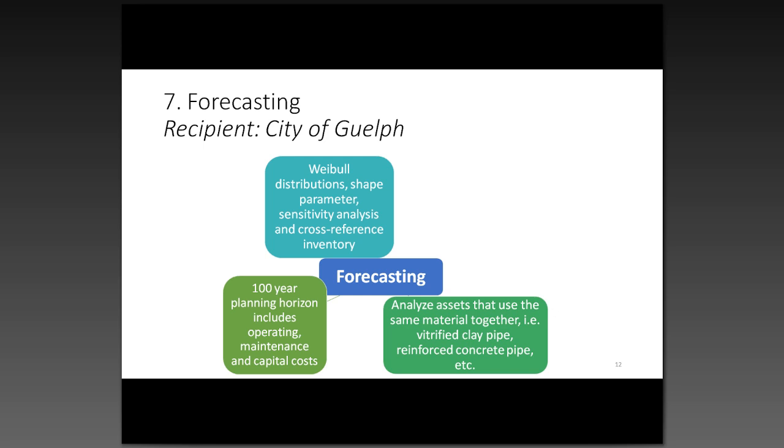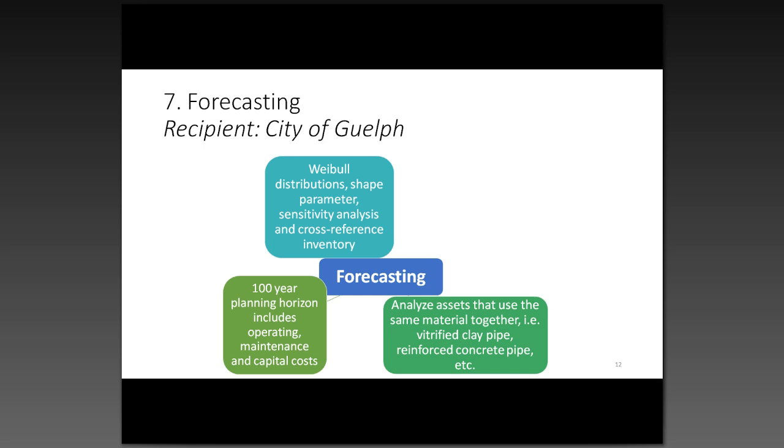Lastly, on Guelph, the city analyzed assets that use the same material type together. And so vitrified clay pipe, reinforced concrete pipe, etc. are separate categories and pulled out individually in terms of how they're examining, for example, their wastewater infrastructure.